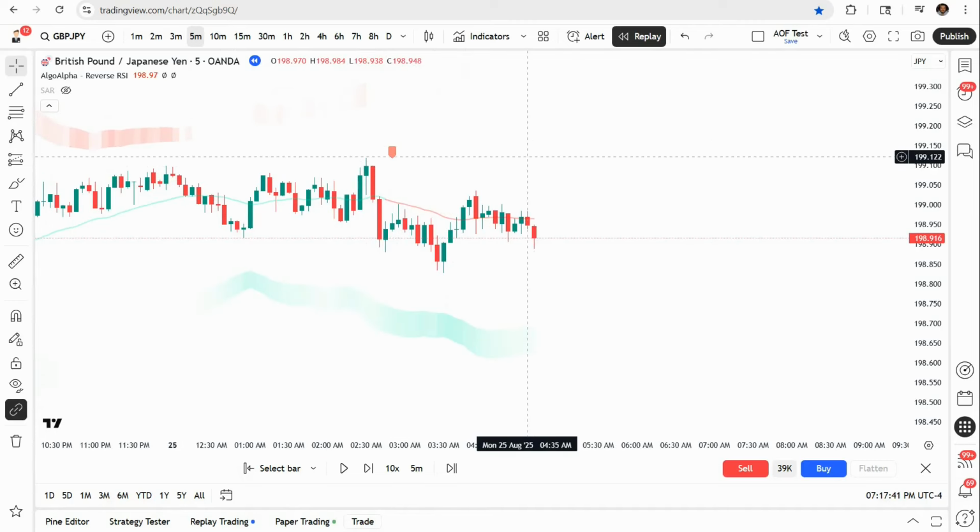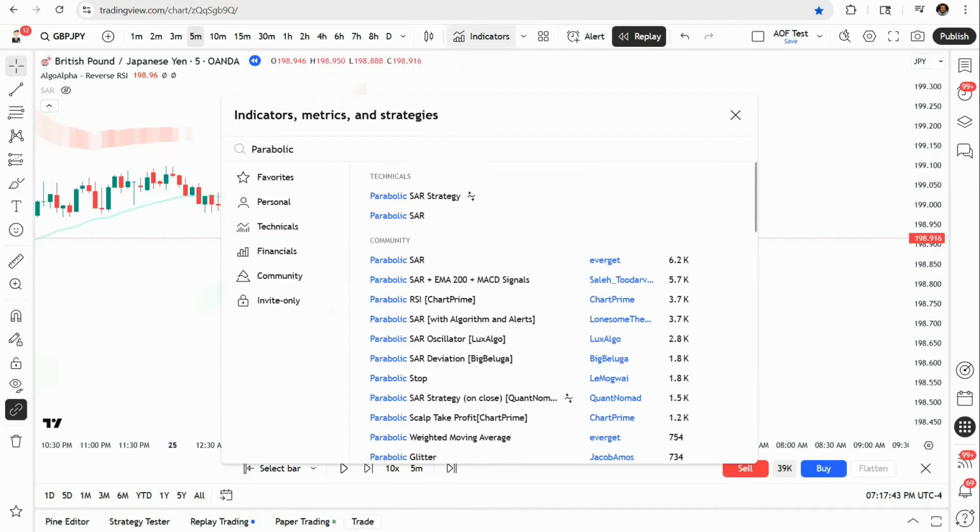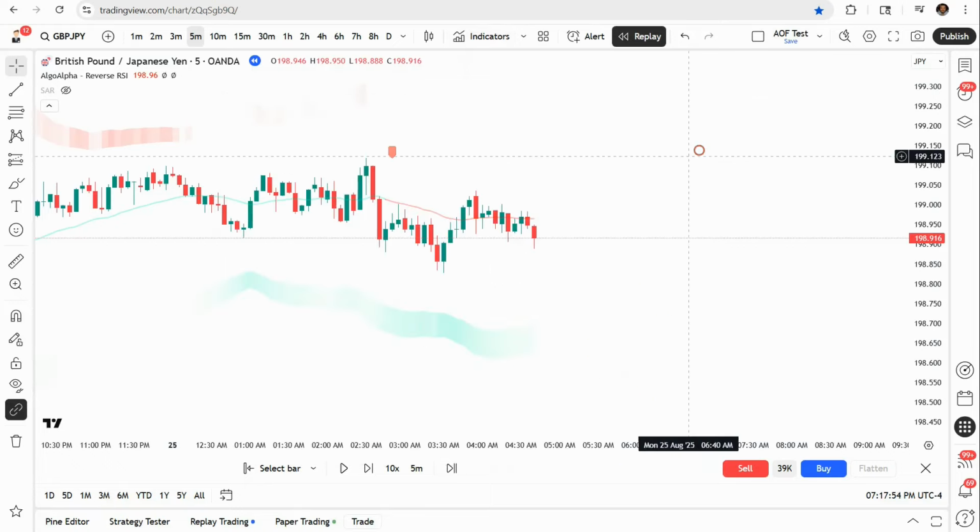And so the second indicator we will add to the screen is going to be the parabolic SAR. This is just a standard built-in parabolic SAR from TradingView. Go ahead and click on that one and add it to the screen.